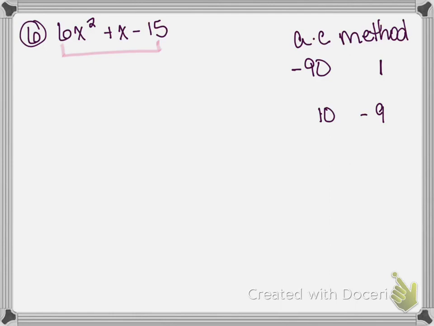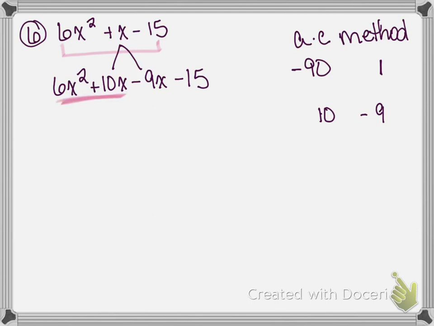So because we have an A value that is not 1, we have to go ahead and split our B value. So I'm going to have 6x squared plus 10x minus 9x minus 15. Okay? Now we are going to solve this by grouping.